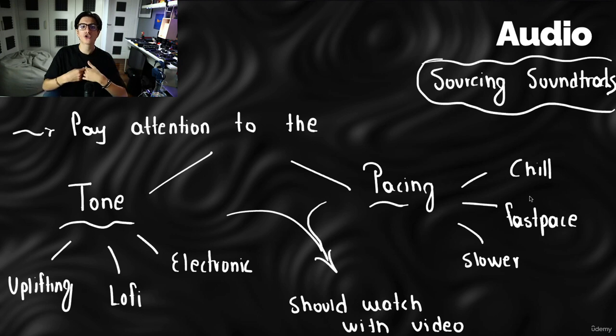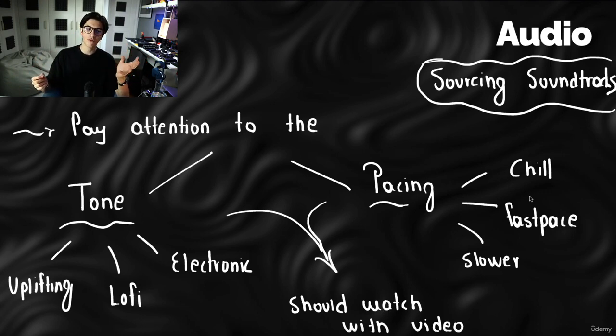Now, when sourcing soundtracks, we talked about where to find them. Now it's time to talk about how to use them. When you source soundtracks to use for your edit, I need you to pay attention to the tone and the pacing. These are two completely different parameters of your soundtrack, and they're very, very important for you to know what the tone and the pacing produce.